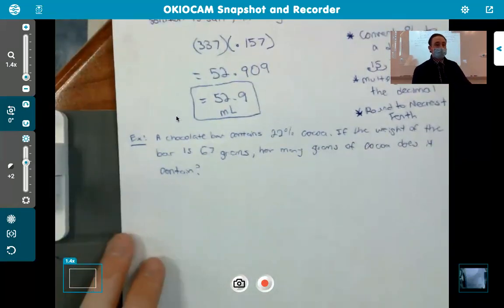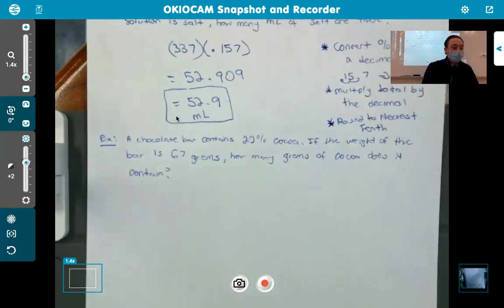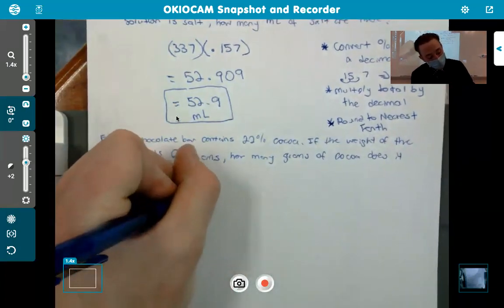My second example says a chocolate bar contains 22% of cocoa. If the weight of the bar is 67 grams, how many grams of cocoa does it contain? So when we think about total, I want you to answer this question for me. What's the total weight of this bar? It tells us in the problem, because that's the first thing that we want to find, the total. 67 grams. We don't want to confuse that with our percentage. So the first thing we're going to do is write the total, the 67.